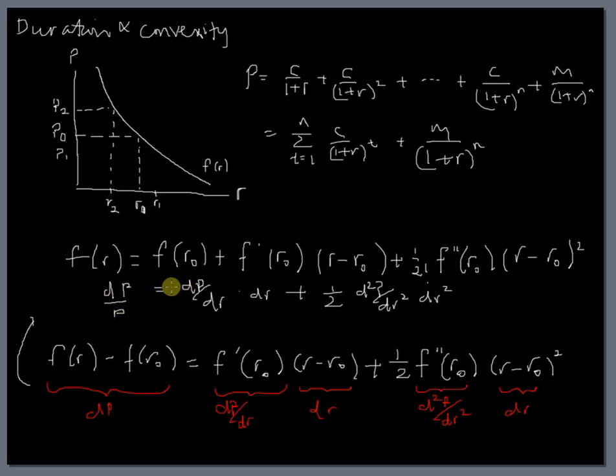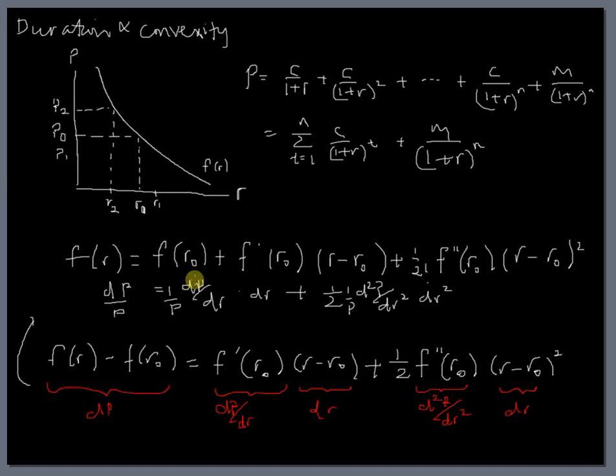Okay, so let's have 1 over P here and 1 over P here. From this formula we can see that the percentage change in price is equivalent to this function plus this function. Okay, and we call these two functions the duration and convexity respectively.